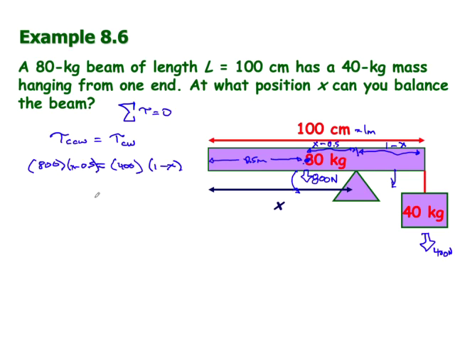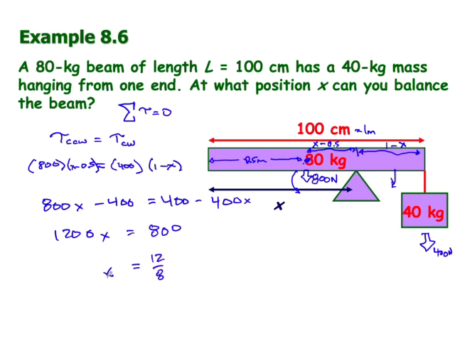I'll let you solve this one, but you'll end up with an equation that looks like this: 800x minus 400 equals 400 minus 400x. Adding that to both sides, I get 1200x, and then adding 400 to both sides equals 800. Or x is equal to 12 over 8. Or you could rewrite that, reducing that a bit, as 3/2 of a meter.